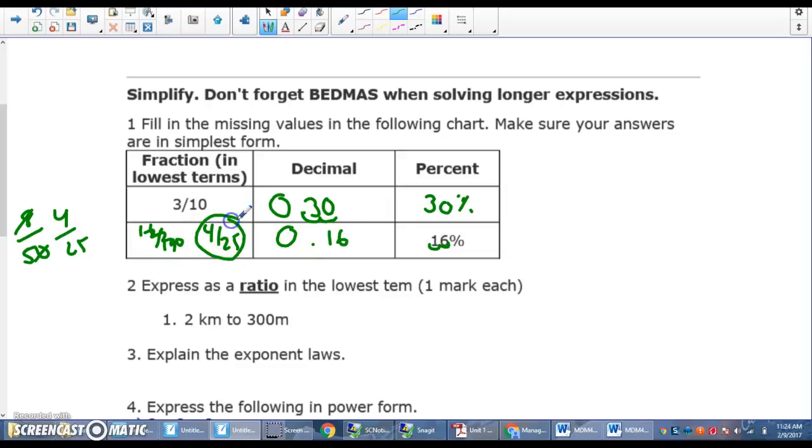Now you can just give me this answer here. Each of these will be worth 1 mark. Okay, you don't have to show your work for that one.